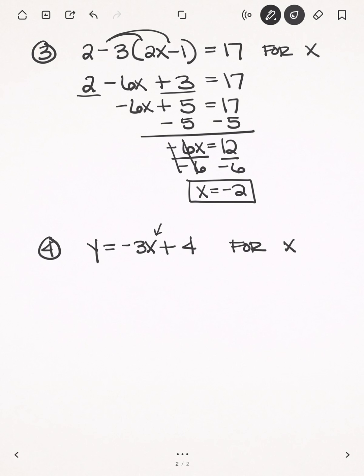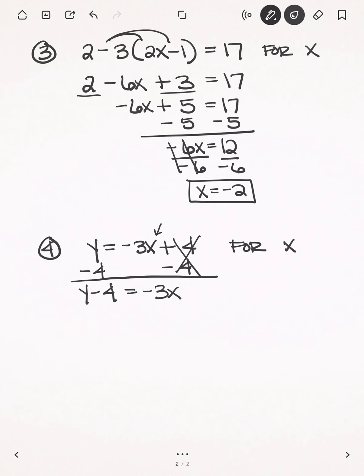Okay, let's go ahead and get x by itself. To do that, I have to get rid of whatever's added or subtracted. So I'm going to subtract 4 from both sides. However, I can't actually subtract 4 from y, so I'm going to write it as y minus 4 equals. On this side, these cancel out, and I bring down my -3x.